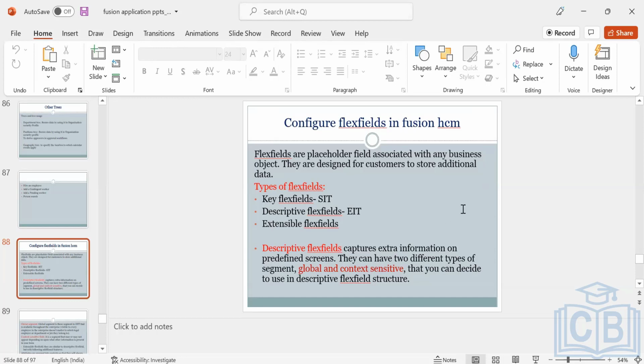I'm working as a Fusion HCM consultant, so I should be knowing. I was working on data migration. So these things we have to know. Otherwise, you'll not be able to understand these.